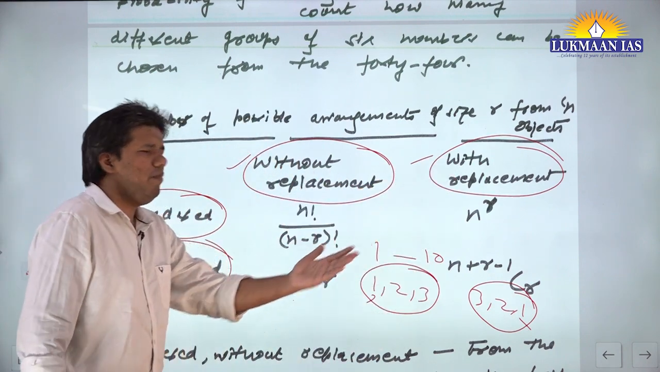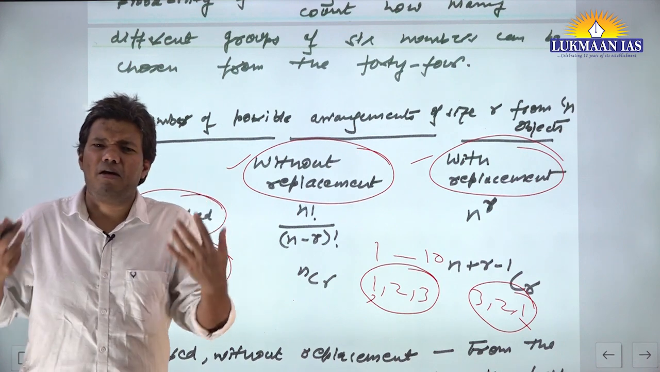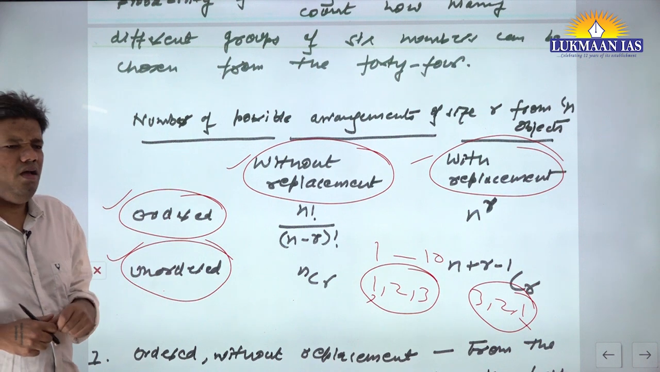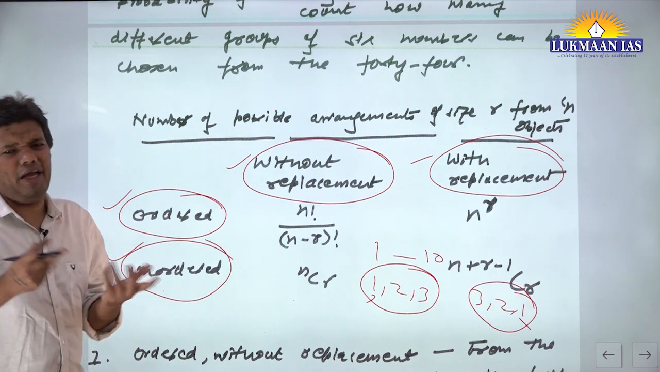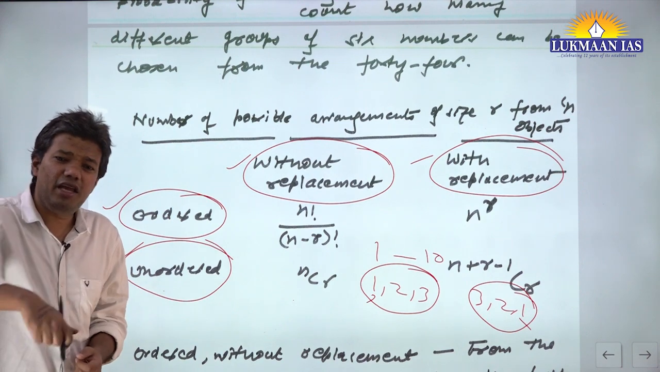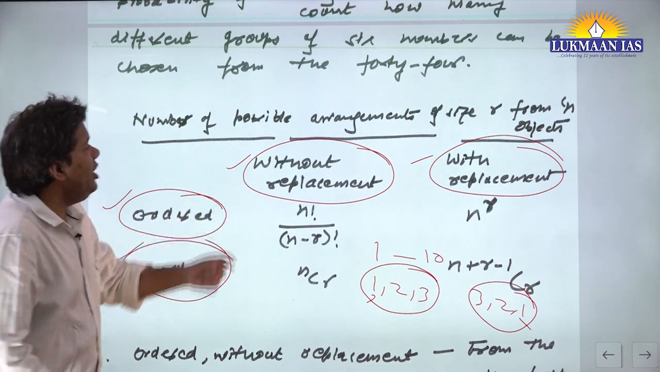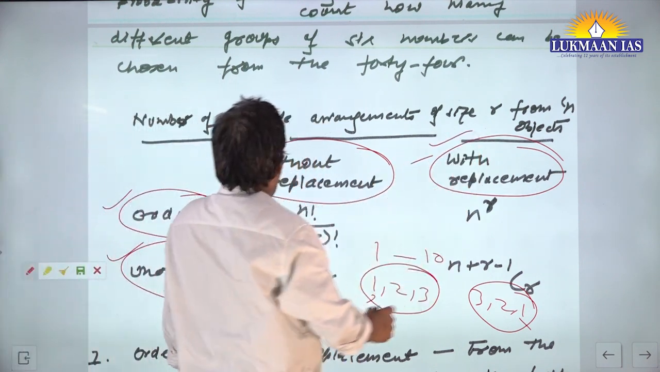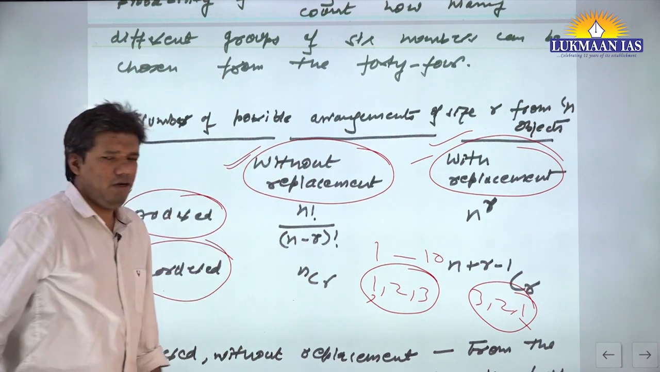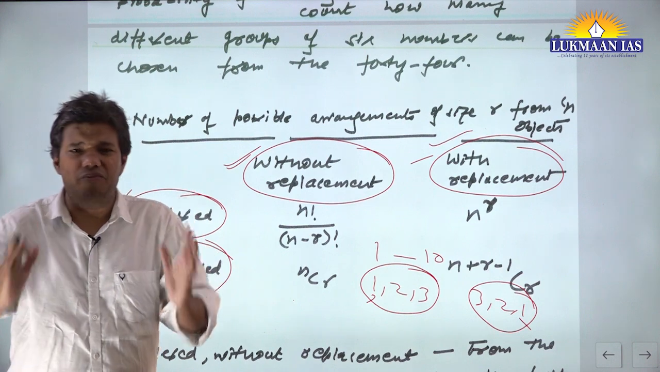This I think is very simple. Let's say from a deck of 52 cards, you choose the first card, and let's say it is the 10 of hearts, and suppose you are replacing it, and then again you choose the second card, then it will be with replacement. And if you are not replacing it, then it is called without replacement.